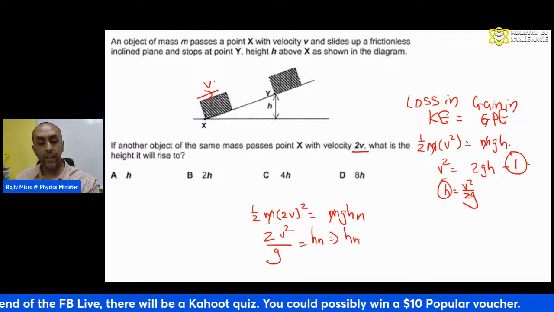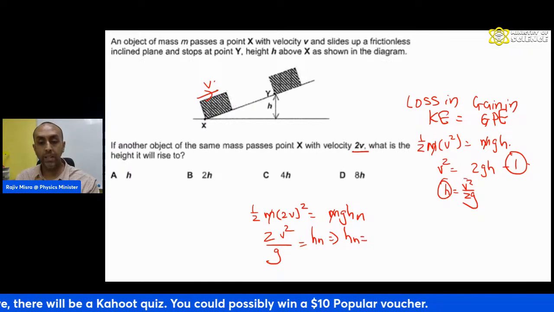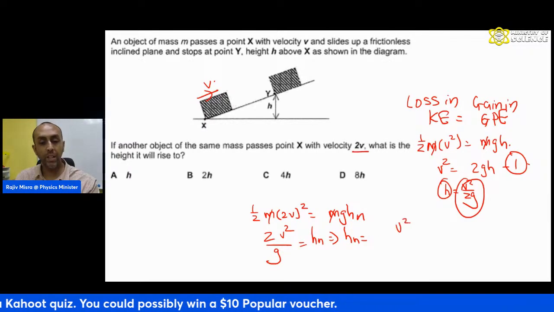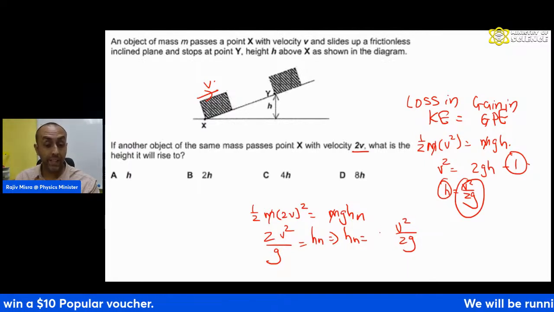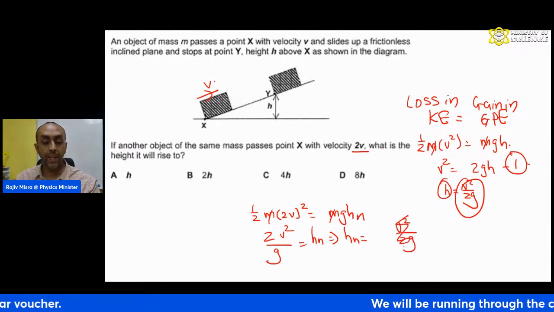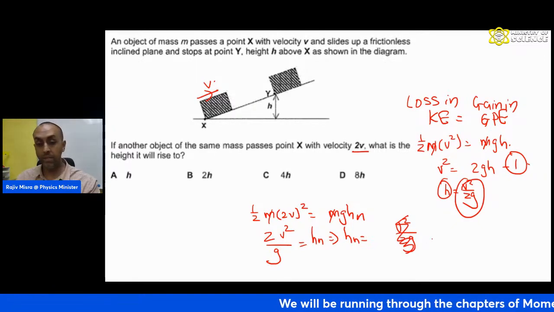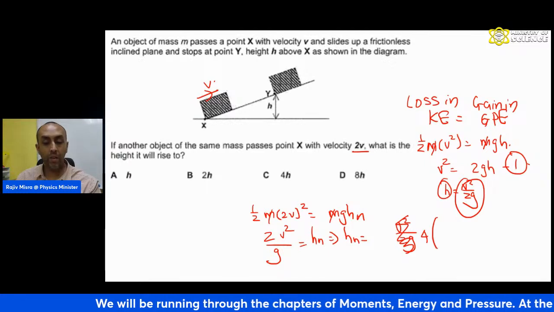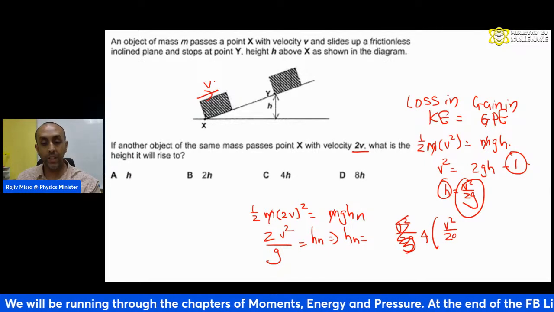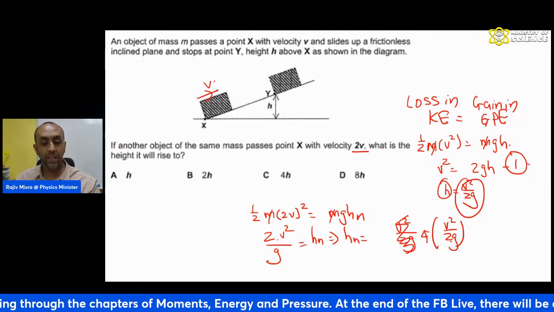If you look at it, the new h, if I express it in terms of v square over 2g, isn't it the same as writing this? So let's say I want to get 2v square over g, then what I'll do is take 4 times v square over 2g, because 4 over 2 is still 2.